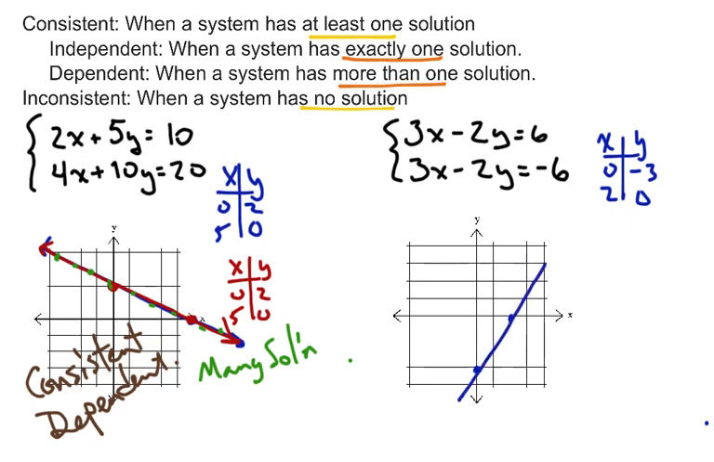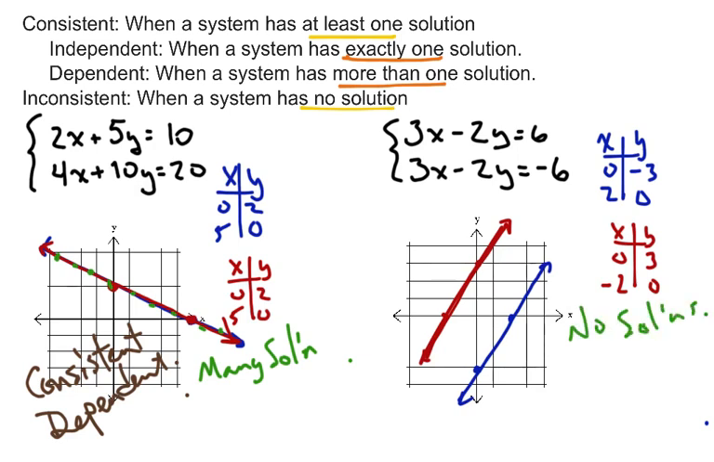Here's our line. When we move on to the next equation, plug 0 in for x, negative 2y equals negative 6, y is 3. You plug 0 in for y, 3x equals negative 6, x is negative 2. So an x-intercept of negative 2, a y-intercept of 3, we graph it and we see that these two lines are parallel to each other, so they're never going to intersect. And because they never intersect, that's why it's not going to have any solutions at all. And in this special case, a system with no solutions is called inconsistent.